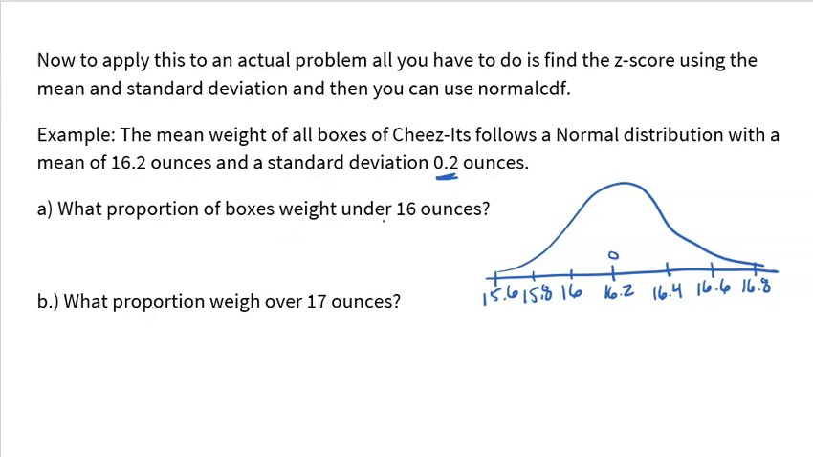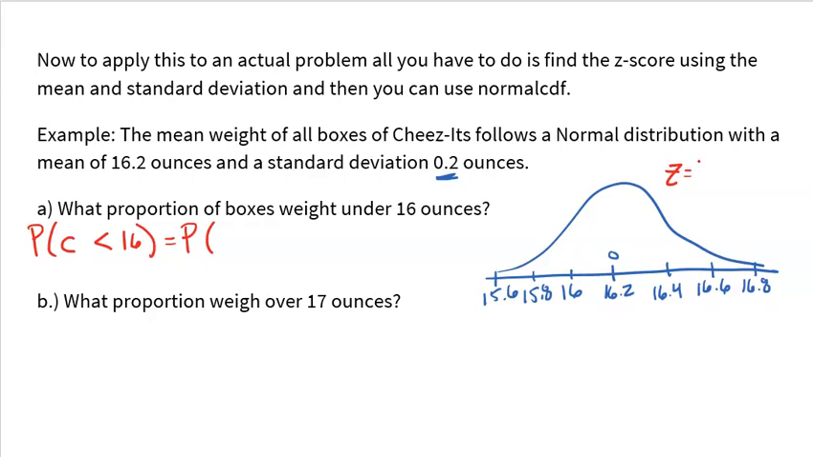What proportion of boxes weigh under 16 ounces? So I'm trying to find the proportion of, and I can use a C for Cheez-Its, the proportion of Cheez-It boxes that are under 16 ounces. Now, if I'm going to do this on my calculator, I have to be in z-scores. The universal language of the normal model is z-scores. So I have to figure out what the z-score is. Actually, I should know it just by looking. It's -1.